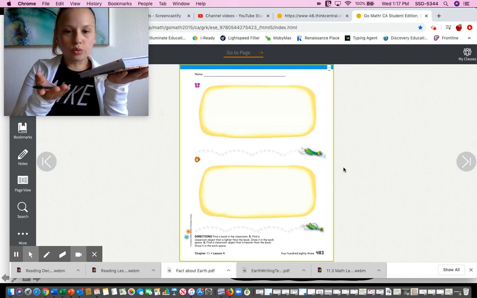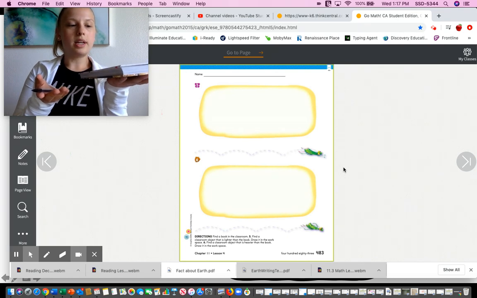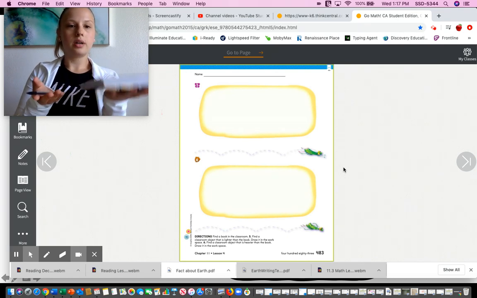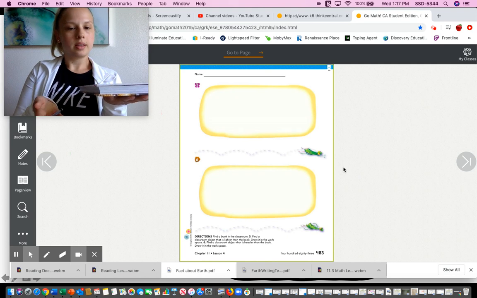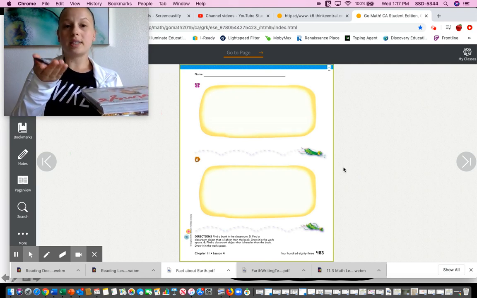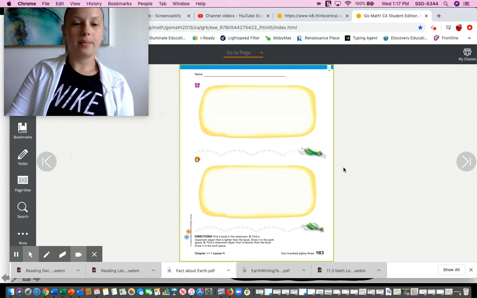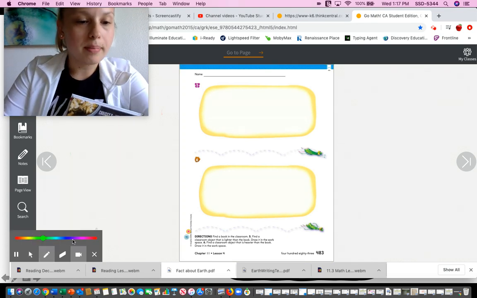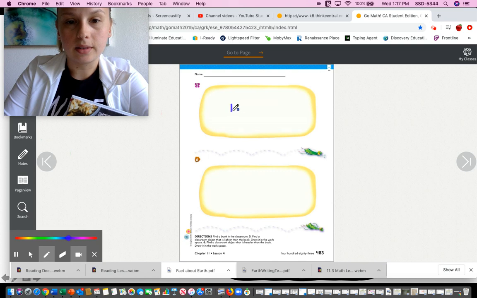Now, draw it in the workspace. Which one is lighter, the book or the pencil? The lighter object is the pencil. So I'm going to draw what's lighter inside the bubble. So I know that the pencil's lighter, so I'm going to draw my pencil.